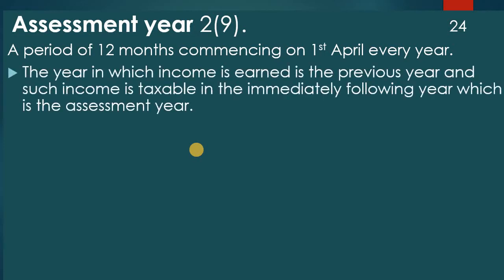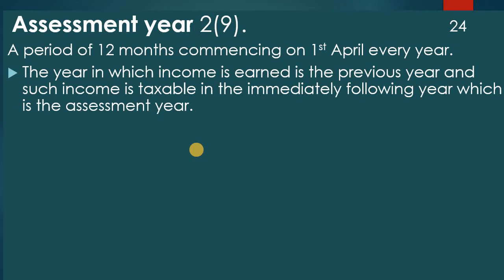The year in which income is earned is the previous year. The year in which you are earning the income is called the previous year, in the sense previous, before the year. Such income is taxable in the immediately following year, which is the assessment year. So in the next year you are going to pay the income tax. You assess how much income you have earned in the previous year and you pay the tax in the assessment year. That's the meaning of assessment year.